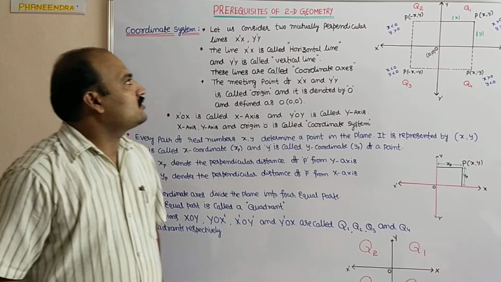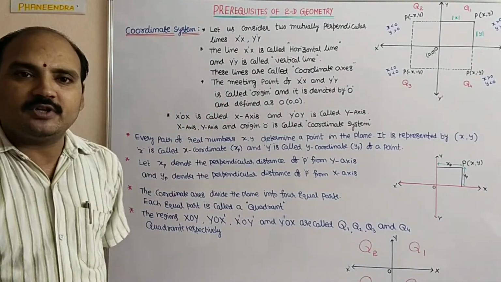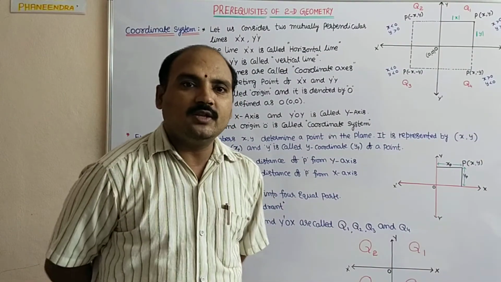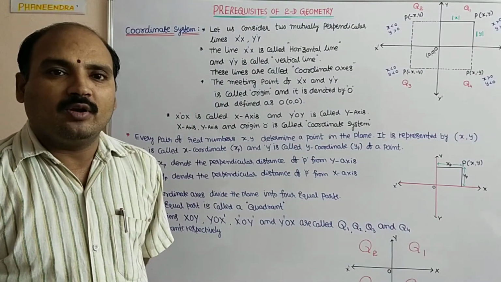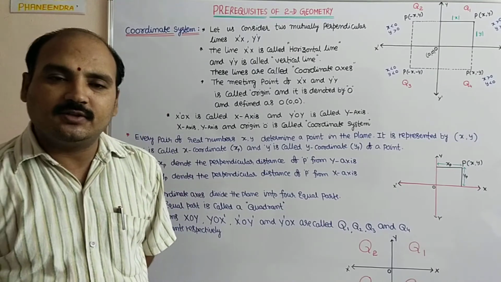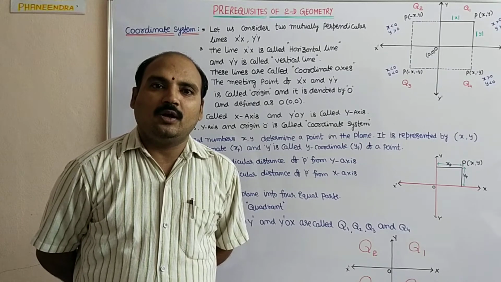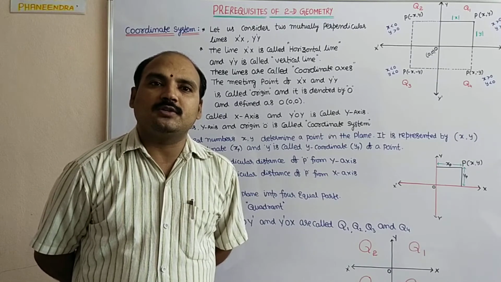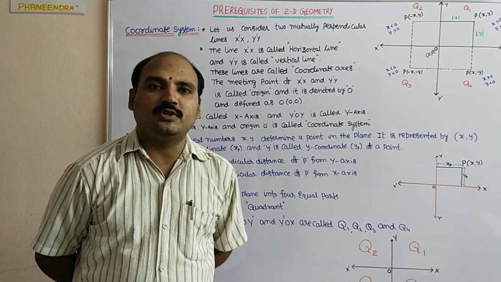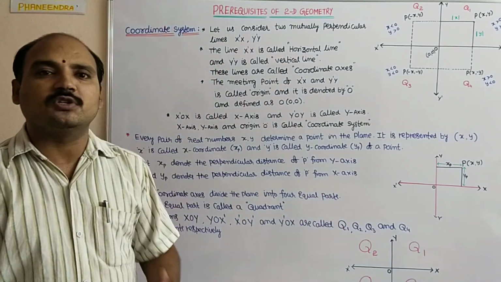So, prerequisites of 2D geometry. In this 2D geometry, first we have to know about the coordinate system. In this coordinate system, we need to discuss the x-axis, y-axis, origin. After that, how to represent a point in the plane, and accordingly the quadrants. So this information I am going to discuss. After that, simultaneously we will discuss the respective concepts.